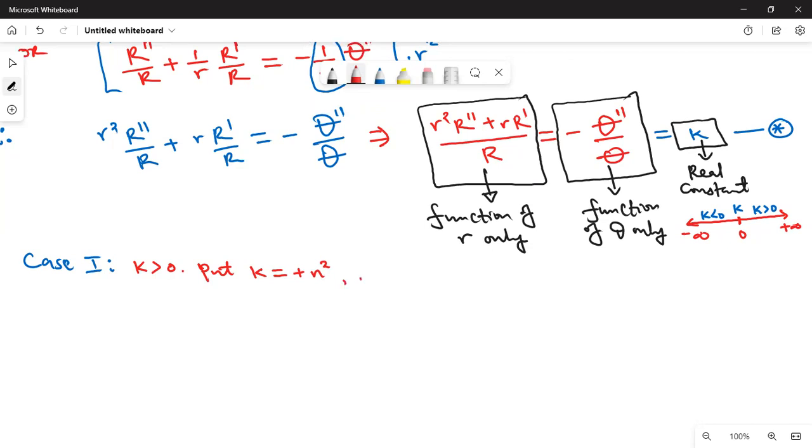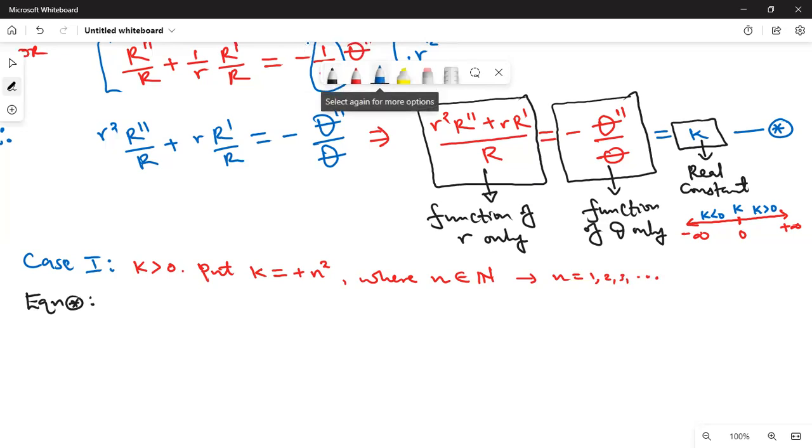where n is a natural number. So n belongs to the set of all natural numbers, which simply means n equals 1, 2, 3, etc. Now, how will our equation star look? It will now look like this: on the left-hand side we have r squared R double prime plus R prime over R, equal to negative theta double prime over theta.